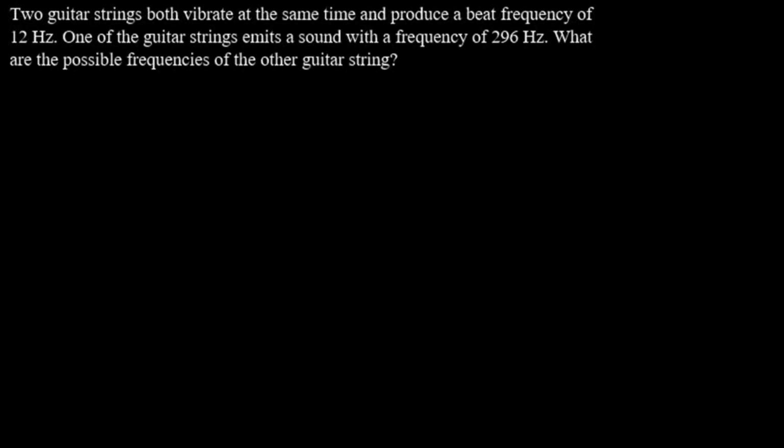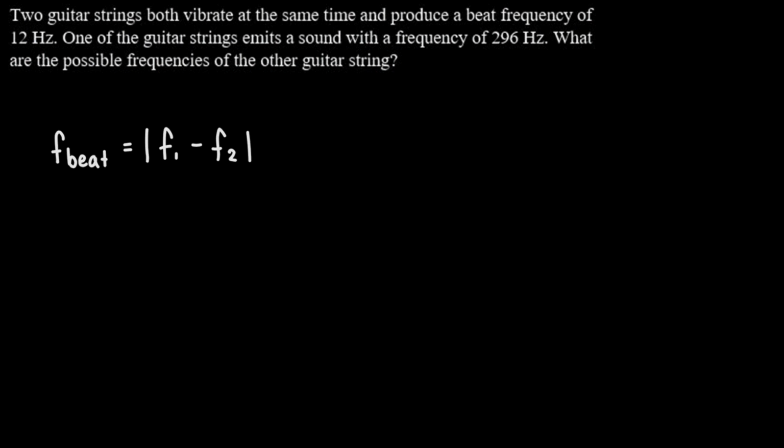Now let's take a look at another question. We've got two guitar strings which both vibrate at the same time and produce a beat frequency of 12 Hertz. One of the guitar strings emits a sound with a frequency of 296 Hertz. What are the possible frequencies of the other guitar string? So let's start with our equation. We have our beat frequency is equal to the absolute value of frequency 1 minus frequency 2.